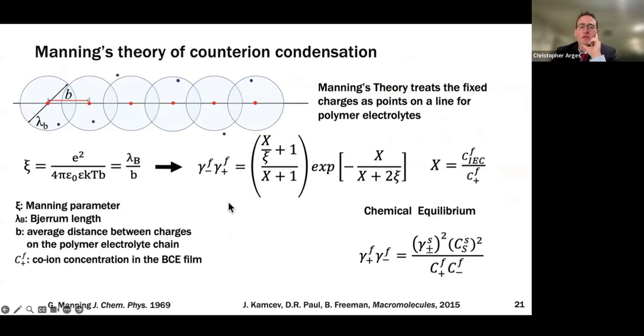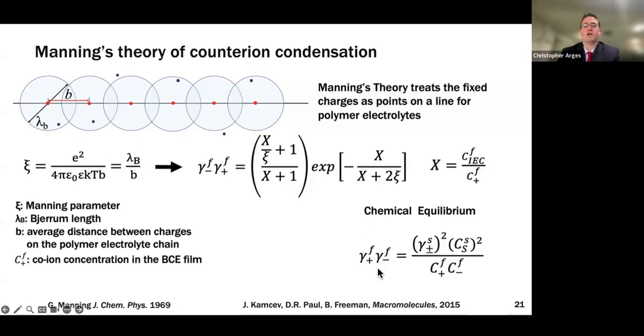And this Bjerrum length is the distance that you can separate a positive and negative charge using the available thermal energy in the system, right? So with more energy in the system, you can separate oppositely charged particles further and further. And you normalize that Bjerrum length to the average distance between fixed charges. So for a monovalent salt, this critical value would be 1. But if you have condensation occur, say half of them are condensed, a Manning parameter might be 2.